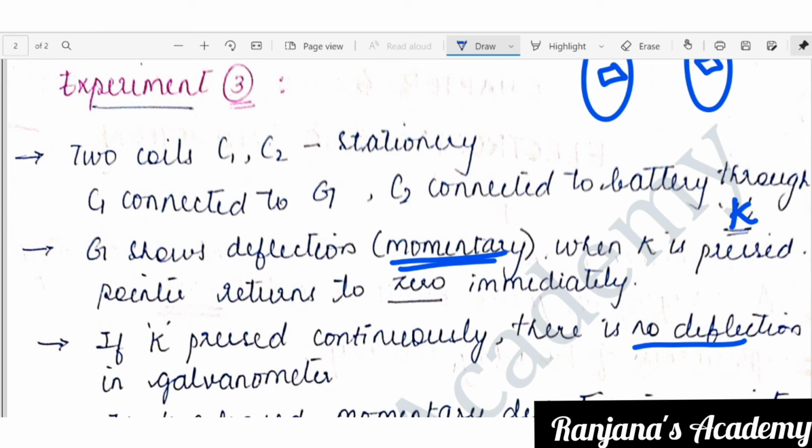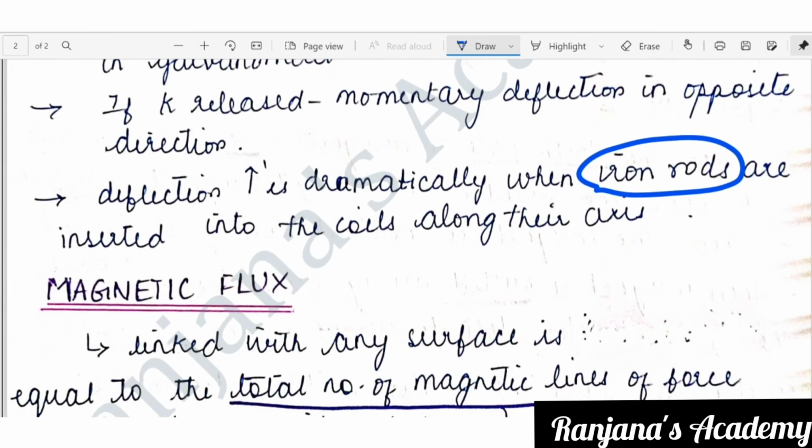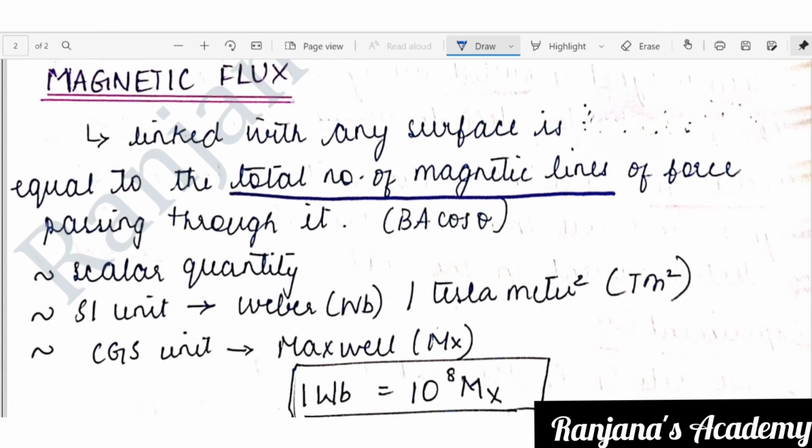Now we have to understand a new term called magnetic flux. What do you mean by magnetic flux? This is equal to the total number of magnetic lines of force passing through a surface. If you take a bar magnet and represent the lines of force around it, that total number of magnetic lines is called the magnetic flux. The strength of the magnetic field is related to magnetic flux. The formula is BA cos theta, so magnetic flux depends on the area and the magnetic field. This is a scalar quantity.